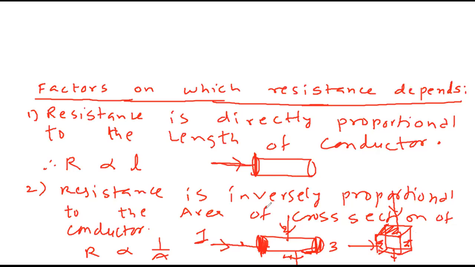Yes, sir. So it's not necessary that the thinner part is the area of cross section. Where the current is flowing through, that is called area of cross section. Everybody followed?